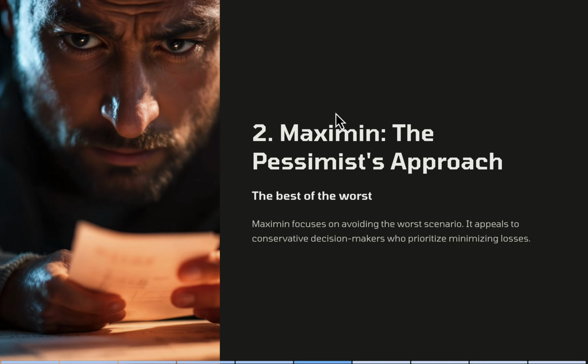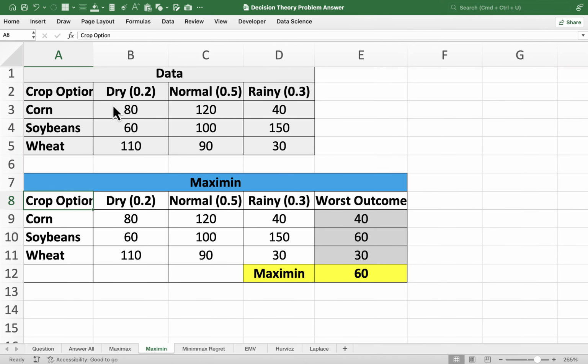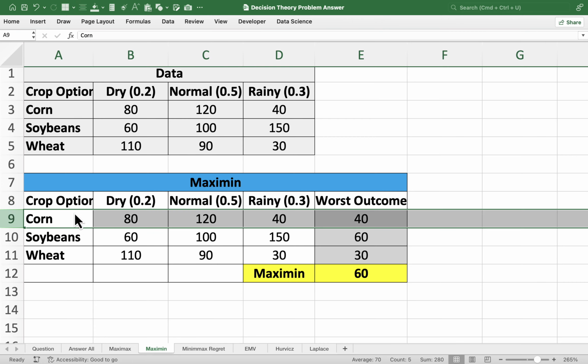The next criterion is maximin, the pessimist's approach. If you split this word maximin, it means maximum of the minimum, or in other words, best of the worst. Maximin focuses on avoiding the worst scenario. It appeals to conservative decision makers who prioritize minimizing losses. So for example, using the same data, the first step to calculate maximin would be to find the minimum of each, because that is the pessimist approach. So for each alternative, we will see what's the minimum.